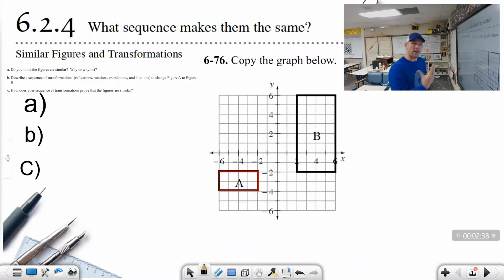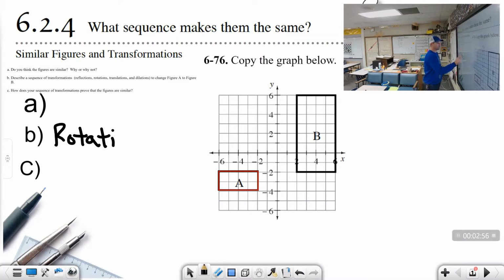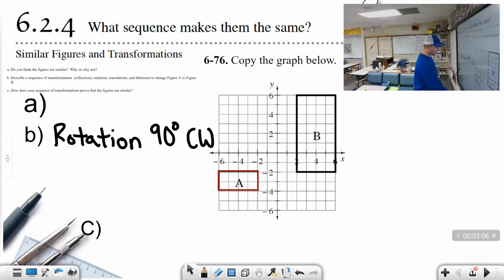So what we need to do, and I'm kind of working with you on this first one, to try to get A into B. So here we go. The first thing that I want to do is a rotation of 90 degrees, and I am going to go clockwise. Okay? Now when I do this, you are going to turn on this point. Maybe I should include that.